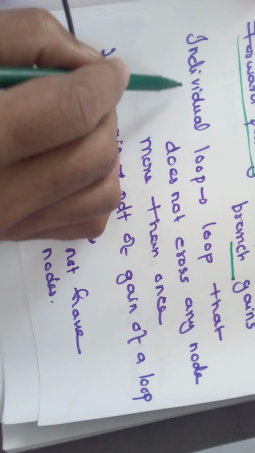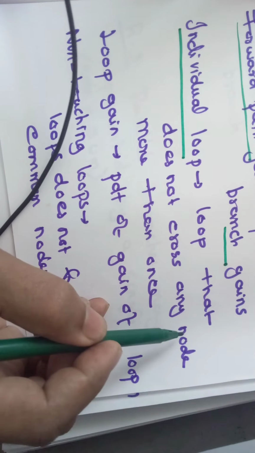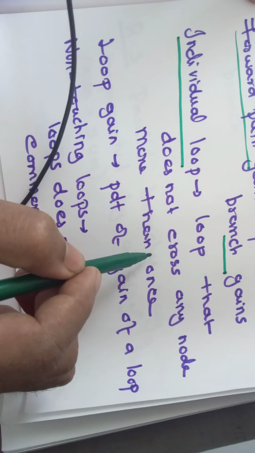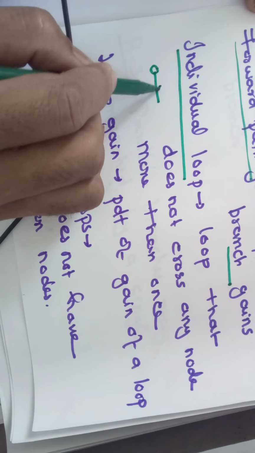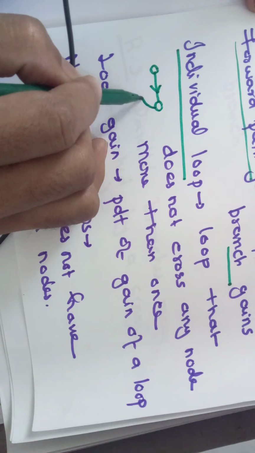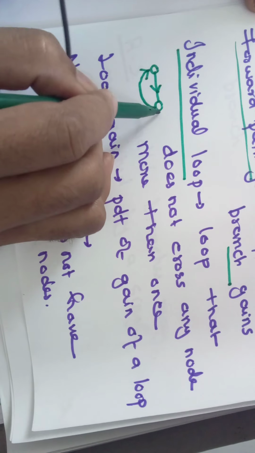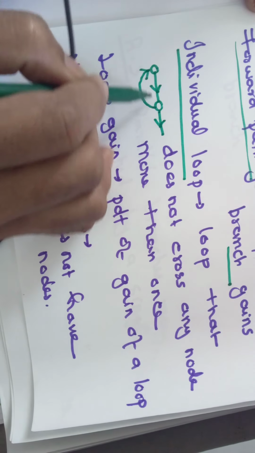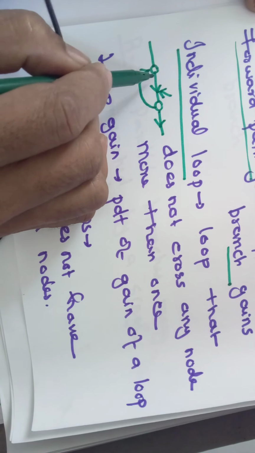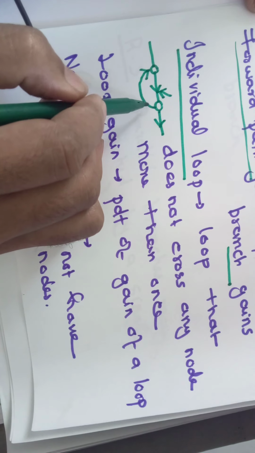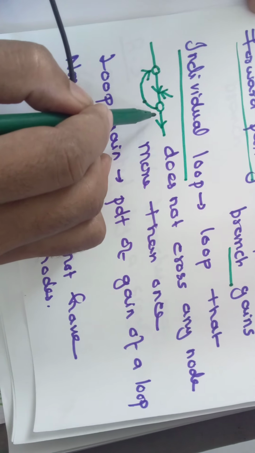What do you mean by an individual loop? It is a loop that does not cross any node more than once. For example, here there is a node, a signal travels in this way, reaches another node, and once again reaches its original node. So this is a loop. The signal may travel in this direction also, but this loop is called an individual loop because it does not touch any node more than once.